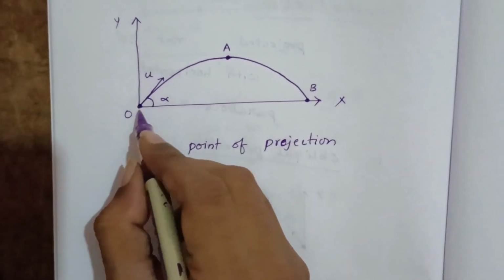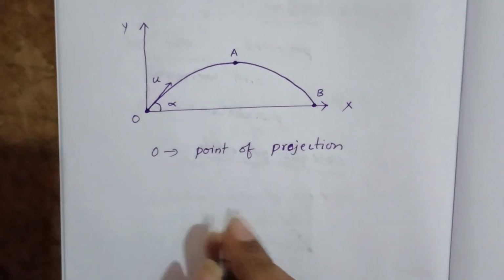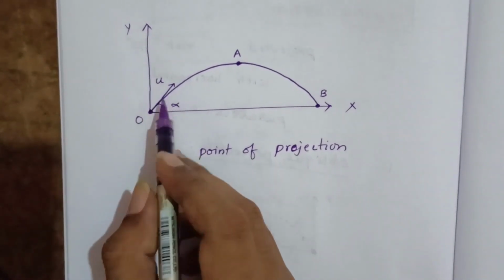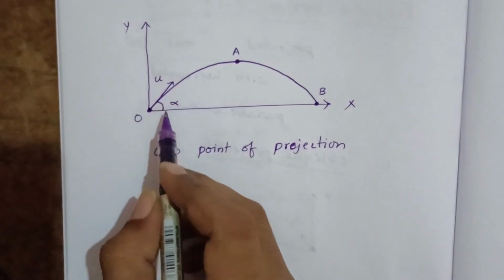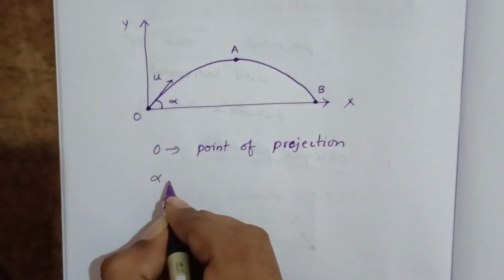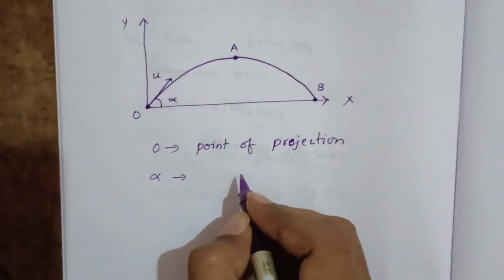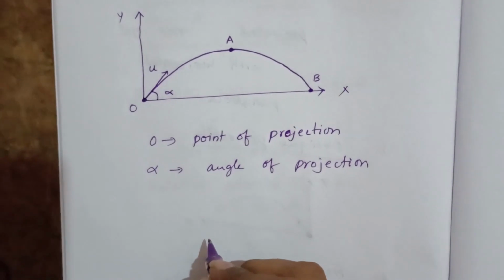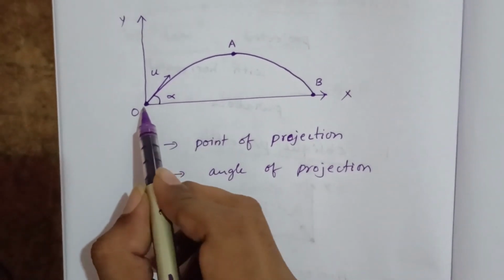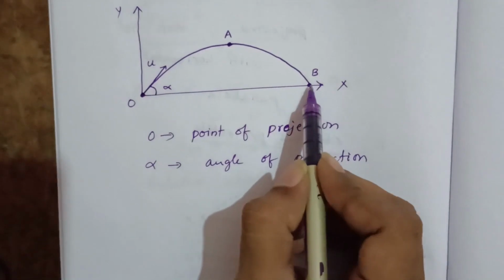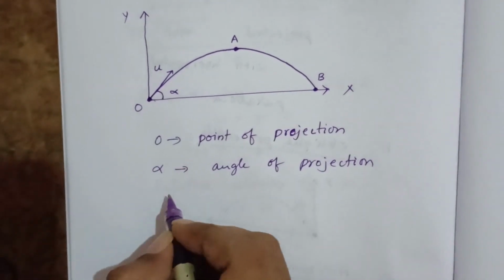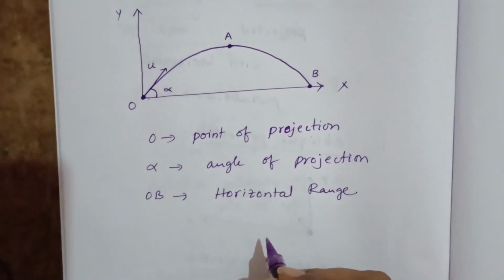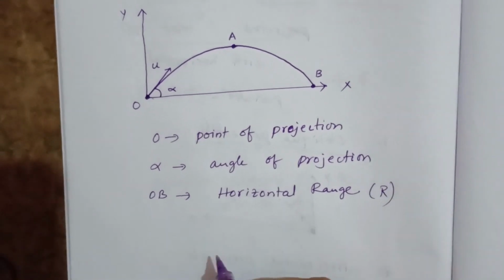From here the object is projected, so O is the point of projection, and this alpha, the angle between the projected path and horizontal, is known as the angle of projection. The distance from O to B is known as horizontal range, denoted by R.